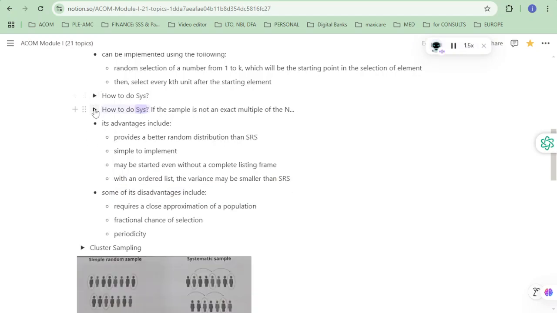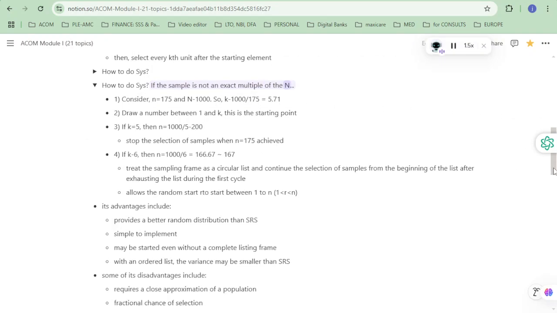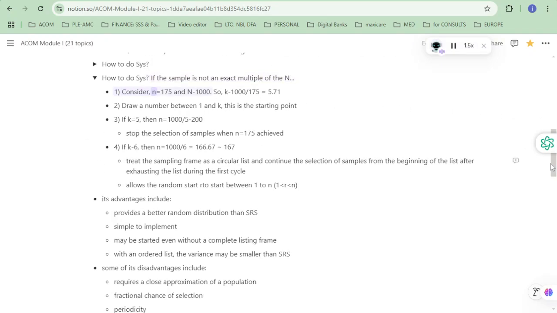How to do systematic sampling if the sample is not an exact multiple of the population. Consider n equals 175 and N equals 1000. So k equals 1000/175 equals 5.71. Draw a number between 1 and k; this is the starting point. If k equals 5, then n equals 1000/5 equals 200. Stop the selection of samples when n equals 175 is achieved.